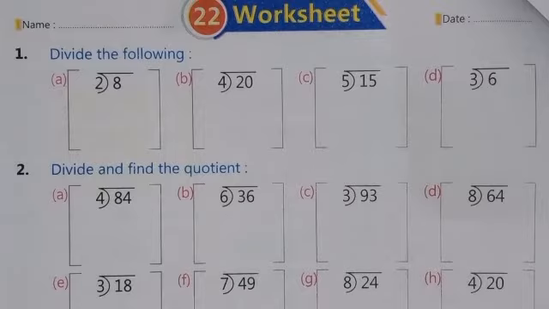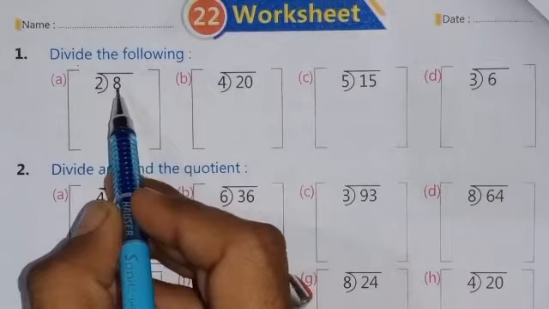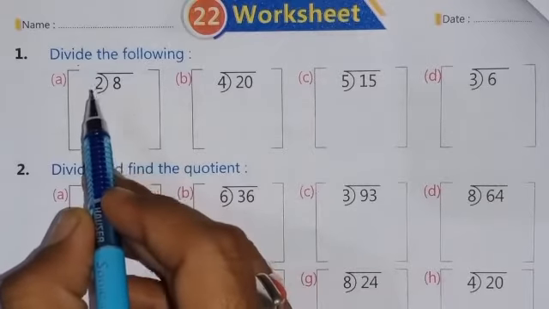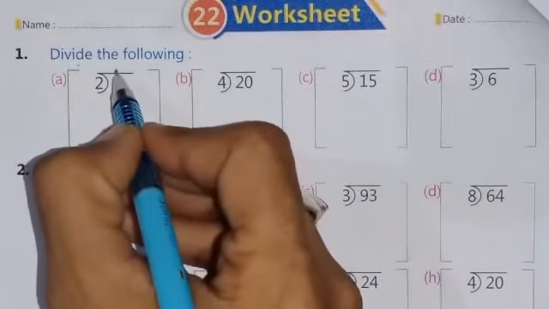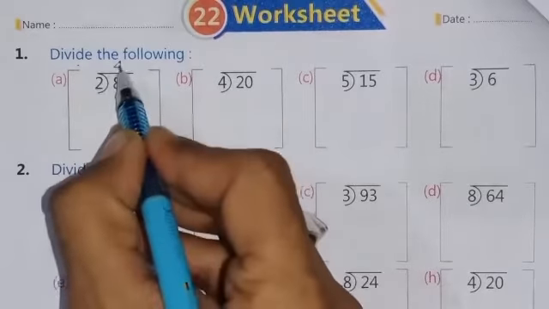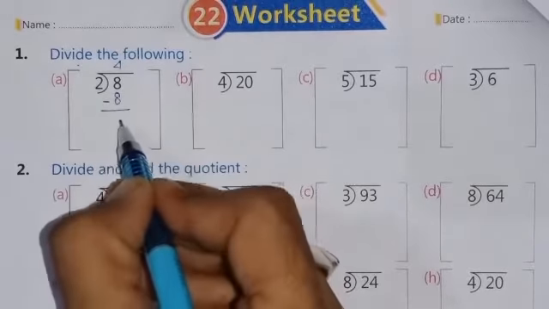This is the workbook of class 2nd for mathematics, and today we are going to solve the questions related to division. Here you can see the first question is given: divide the following. We have to divide 8 by 2. So in the table of 2, 8 comes 4 times. So here we will write 4. So 2 4s are 8. Now on subtracting 8 minus 8 you will get 0.